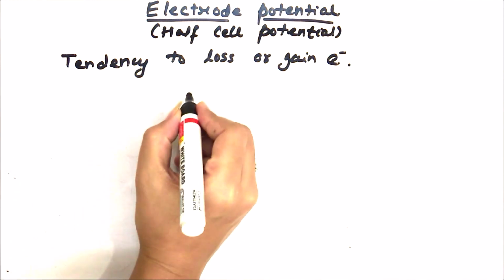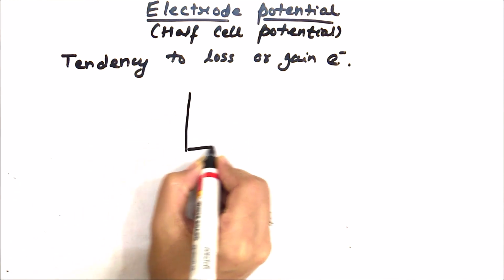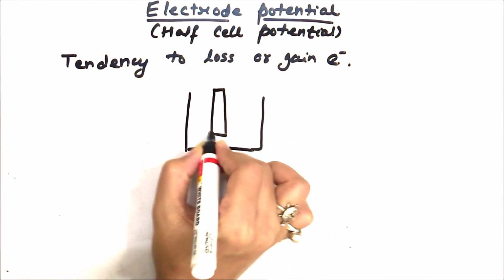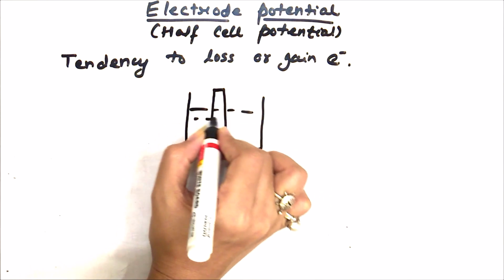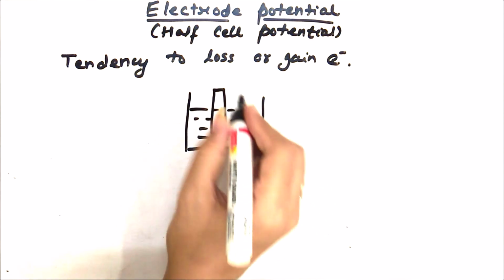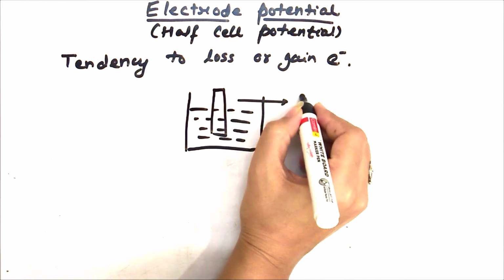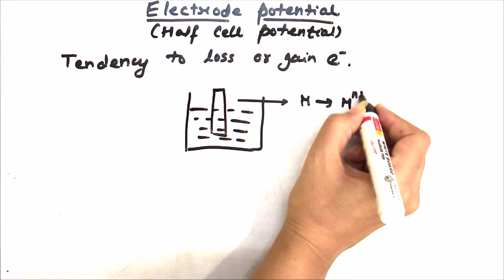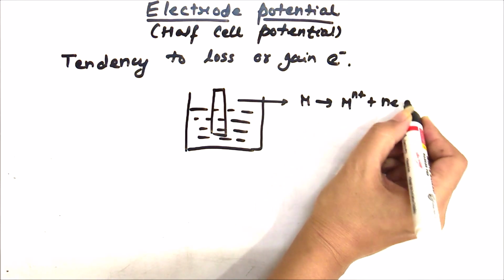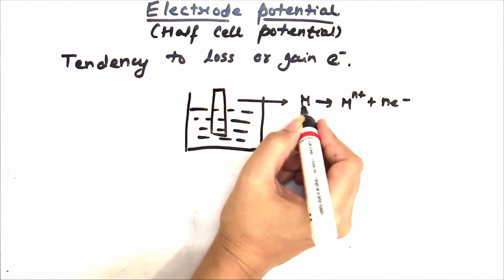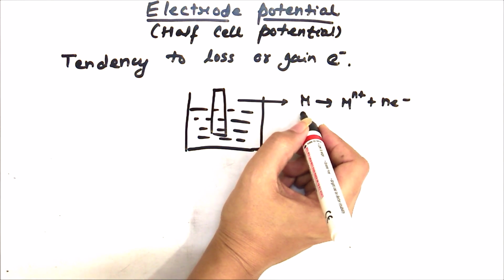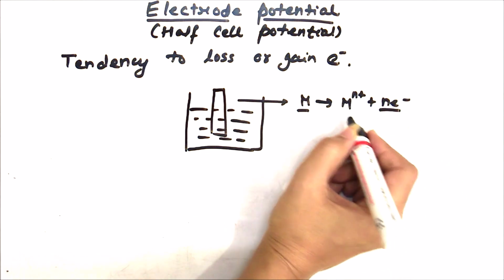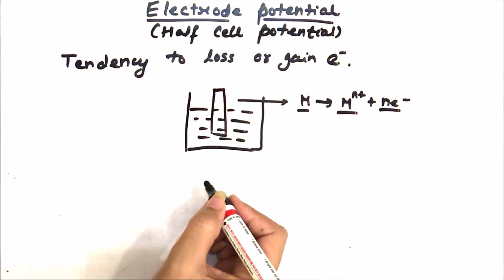See what happens when there is a beaker in which an electrode is dipped. We are talking only about a half cell, right? So in this, the electrode is dipped in the electrolyte. Now what happens is that the metal may lose electrons and form M n+ by losing n electrons, right? So what is happening here? Oxidation is taking place here. The metal is losing electrons and forming its metal ion, right?